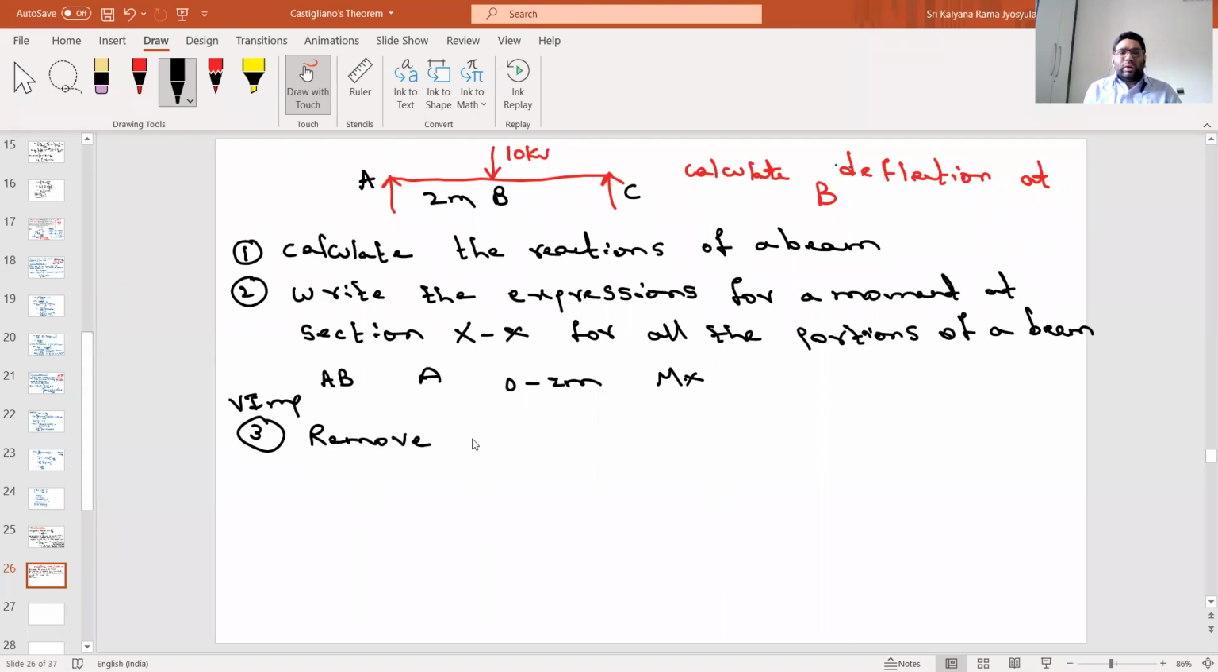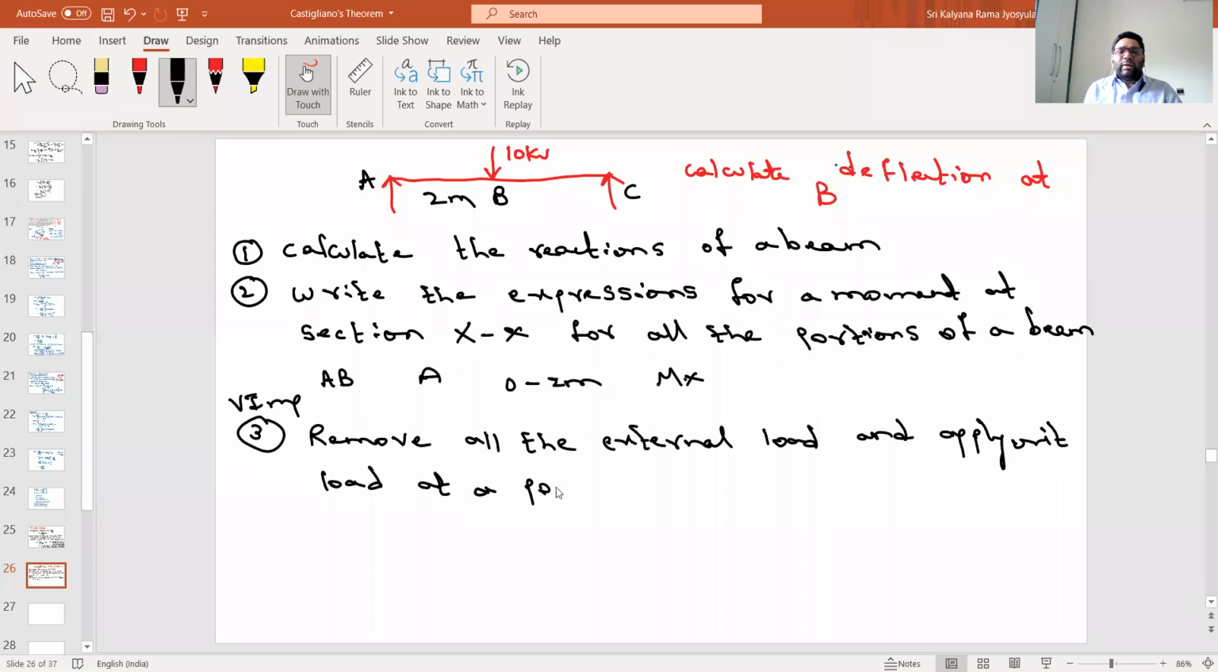Remove all the external load and apply unit load at a point where deflection is to be calculated. Simple. Deflection is to be calculated.